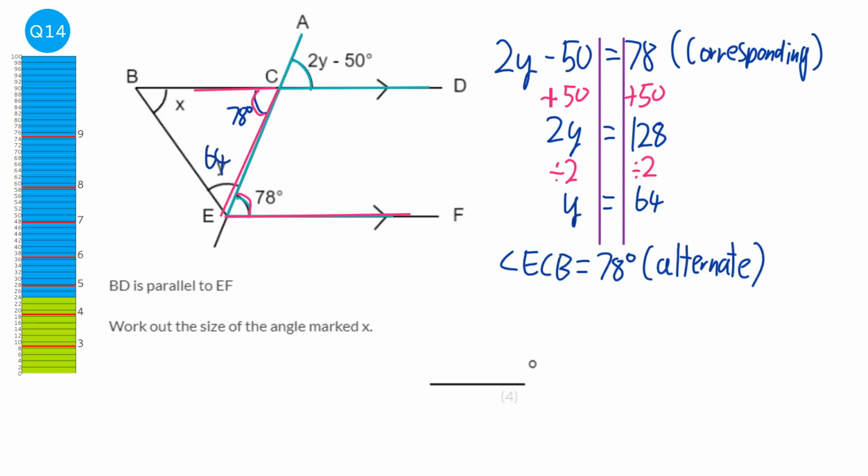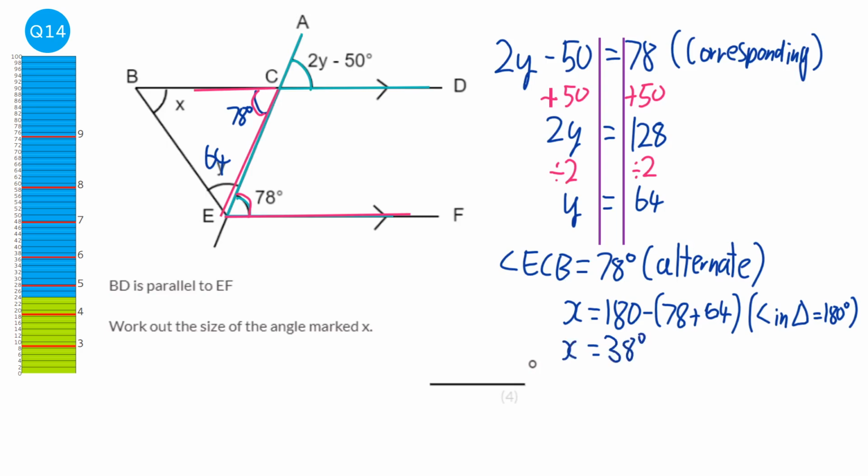what y is, then we can work out what x is. So x equals 180, angles in a triangle, take away the 78 we know and the 64 we know. And the reason for that is angles in a triangle add up to 180 degrees. And just make sure you write down all the reasons as you go. And when we take away the 78 and the 64 from 180, you get 38. So x is therefore 38 degrees.